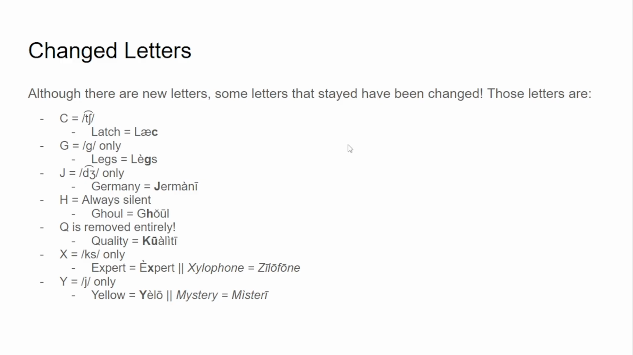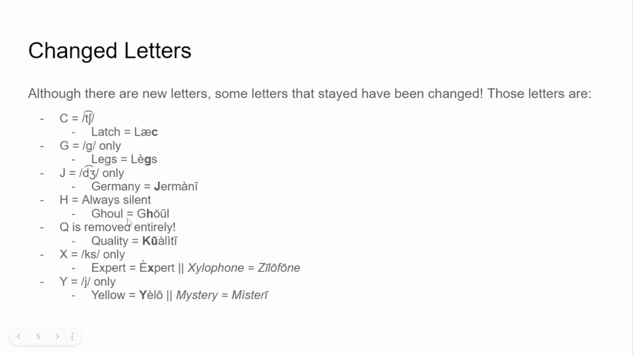Although there are new letters, some letters that stayed have been changed. This is my chi. This used to be C in the original language, but I changed it to chi so it only makes a CH sound like in latch. This is my letter G. It only makes the hard G sound, so it's only used in words like legs. Okay, so it only makes the gut sound. This is J. It only does J, so words with the soft G sound like Germany will use J instead of the soft G.